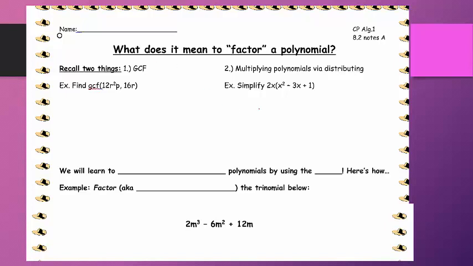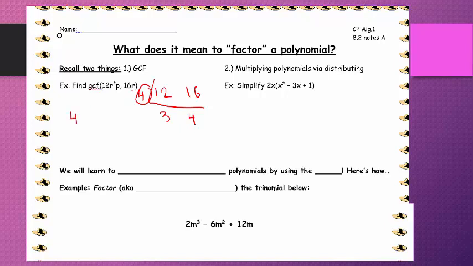Today we're going to take the concept of GCF and learn how to use that to factor a polynomial. If you recall, when you find a GCF, you would usually need to make your ladder. So I know that 4 goes into 12 and 16. That leaves me with 3 and 4. And you can't break it down anymore, so 4 is the GCF.